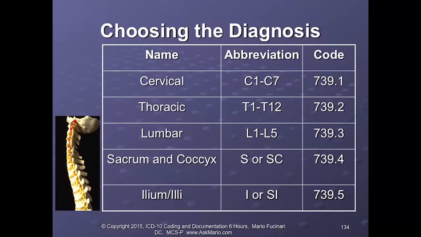All right. Okay, so now these are the current codes for the subluxation, by the way. 739.1 is cervical. 739.2 is, of course, thoracic. 739.3, lumbar. It gets a little muddy after that. 739.4 is the sacrum or sacrococcygeal joint. The SI joint, ilium or sacroiliac, is 739.5. The SI joint is one region.